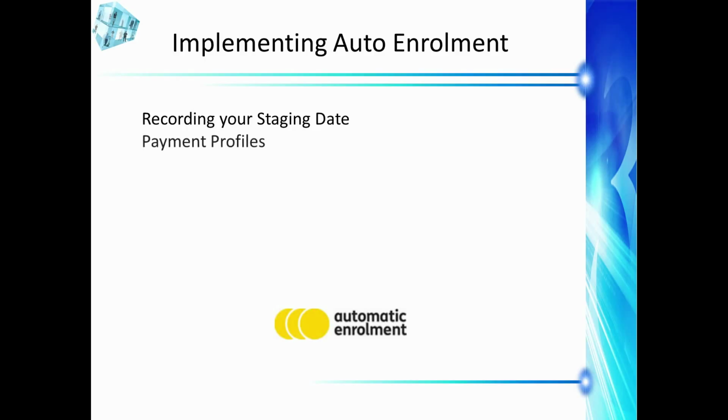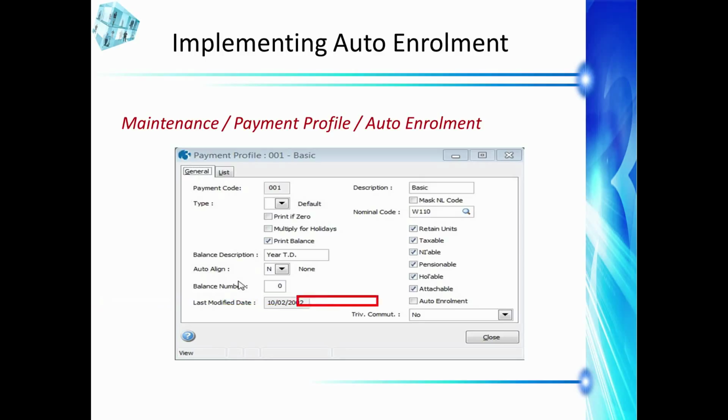Payment profiles. You need to update your payment profiles to identify those elements that build up to qualifying earnings. If you look at your payment profiles, you'll see there's an option there for auto-enrolment. So you need to identify what are qualifying earnings. Things like salary, wages, overtime, commission, bonuses, statutory sick pay, statutory maternity pay, they will all build up to something called qualifying earnings. Therefore you would need to tick this box to say, yes, I want that to be used within auto-enrolment for this build up of qualifying earnings. That's available to you now, so you can go through and apply this to those payment profiles before you get to your staging date.